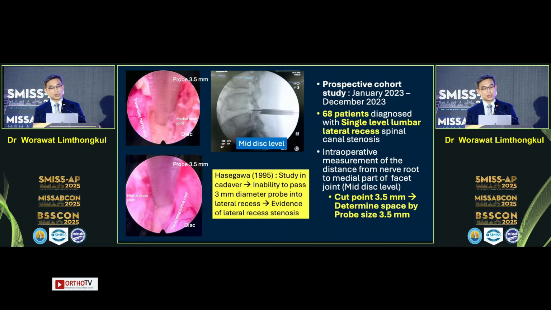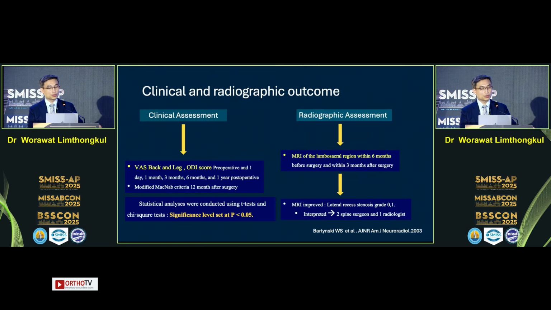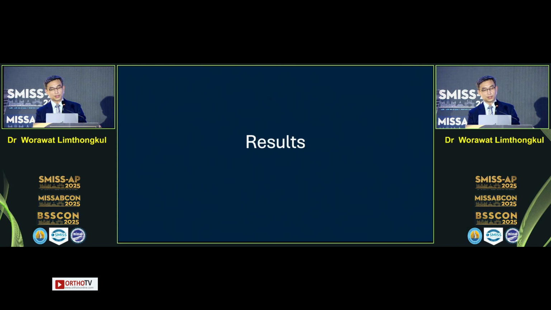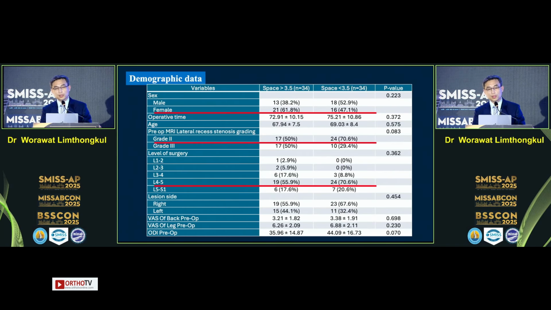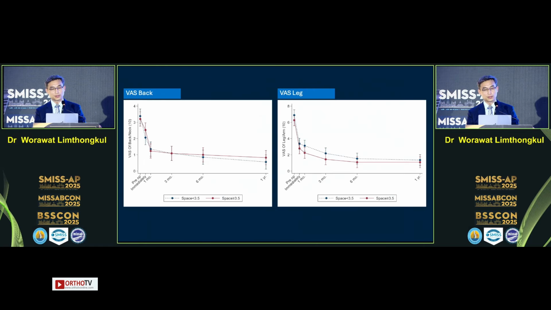So we use that number as our cut point if that's adequate decompression. We measured the clinical results using the VAS back and leg, and ODI score. We also measured the MRI of the lumbar spine at 6 months, and we correlated both clinical and radiographic results. Demographic data are similar in both groups. We got more females, grade 2 stenosis of the lateral recess is the most common, and we did most of the surgery at L4-5.